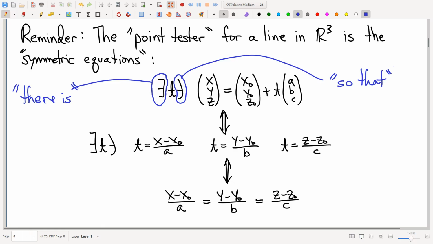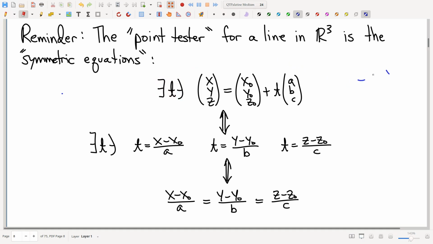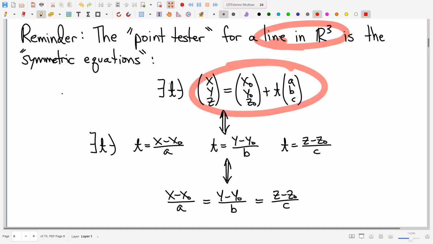Okay. So what are we doing here? What's the big idea here? We've got a parameterization of a line. Here's a line in R3. Here's how you parameterize it. It's just like a line in R2: point plus parameter times direction vector. It's exactly what you would expect. That is a point generator.